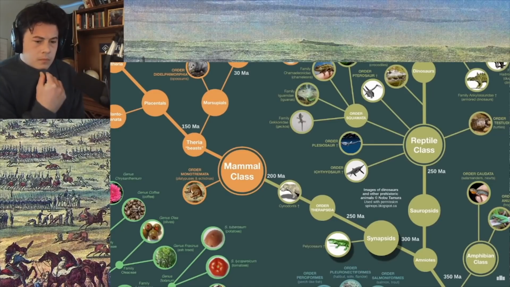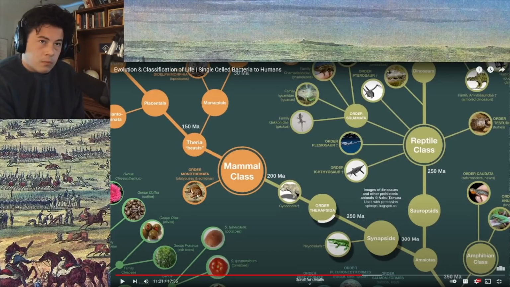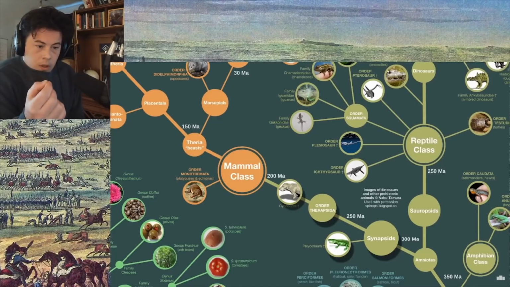The first big group of synapsids were the therapsids, and from them evolved the cynodonts. Eventually, the cynodonts developed one of the key features of the mammal class. They became warm-blooded, which meant they also evolved hair or fur.